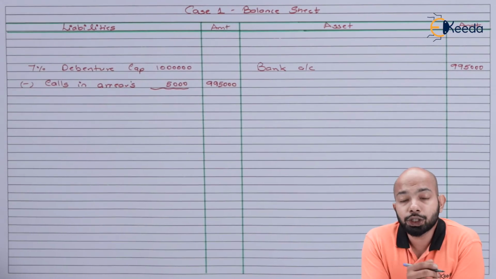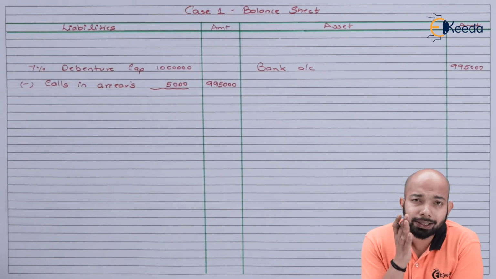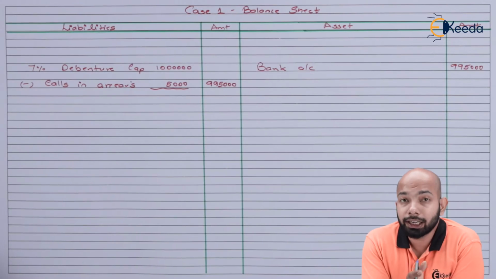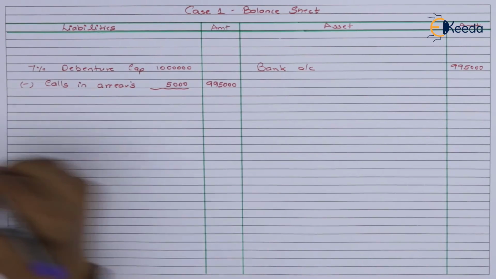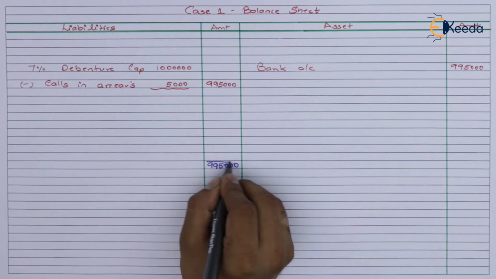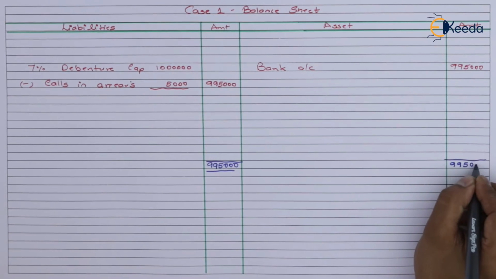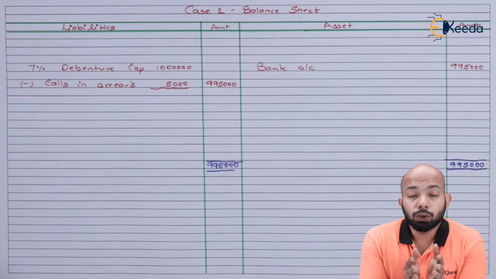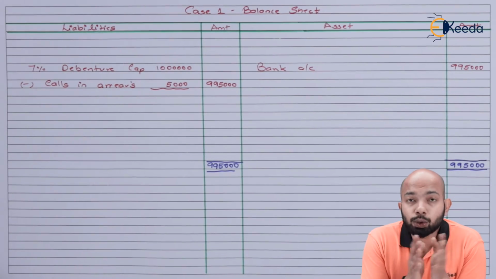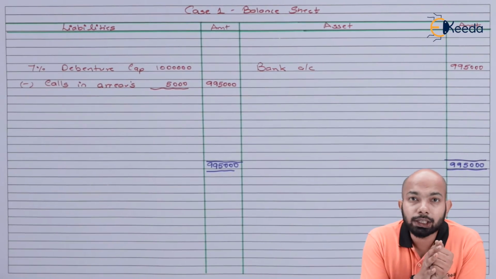So the total has been mentioned. Now we'll go ahead and tally. That means the liability side is equivalent to 9,95,000, and so is the asset side. So the balance sheet total has been mentioned. Case 1 has been closed. Let's go on to the case 2 details now.